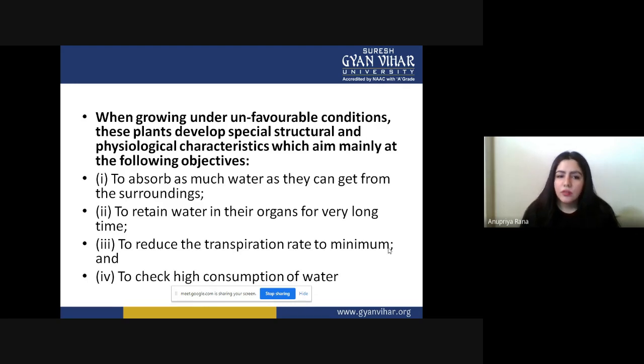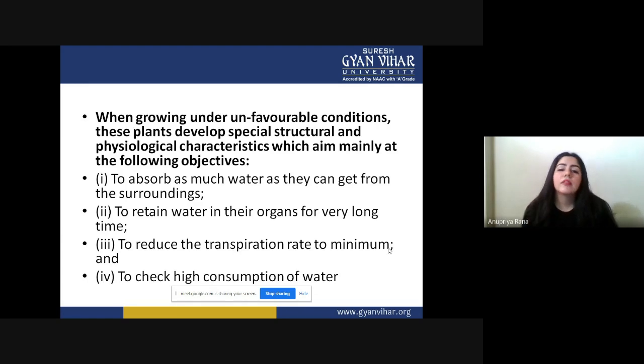The very first one is to absorb as much water as they can get from the surroundings. This is a very fundamental process a xerophytic plant has to follow: they need to absorb any trace of the water which is present near them. Even if they don't need water at a particular stage, or they already have whatever water they need, they still store it. That is a major feature of the succulent plant.